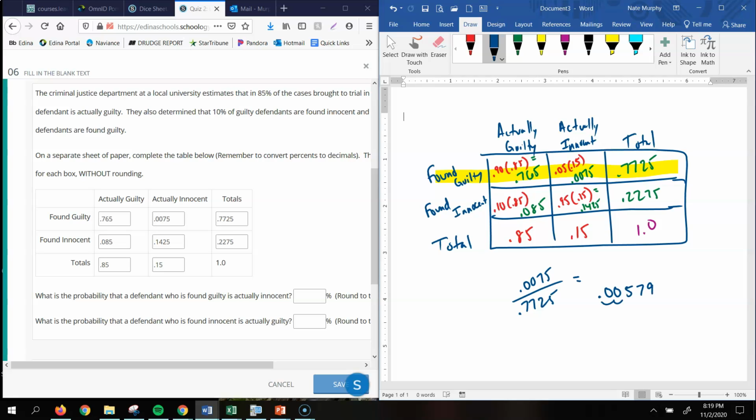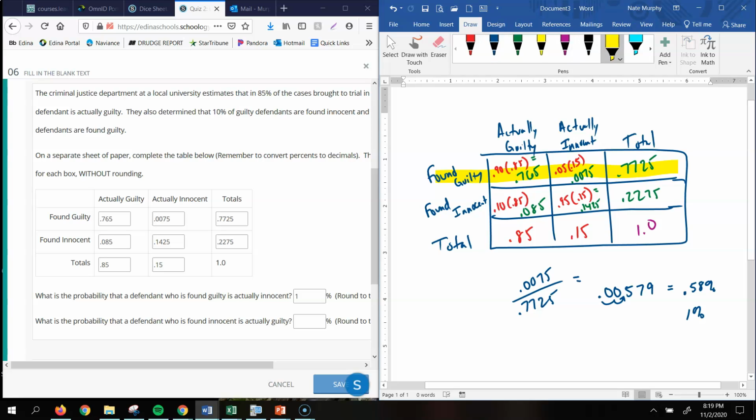Now, the question says to round to the nearest percent. So first, if we change this decimal to a percent, we would get 0.58%. But again, that is not the nearest percent. The nearest percent here would be 1%. So we would put 1 over here in this box. All right, so now to figure out the other one.